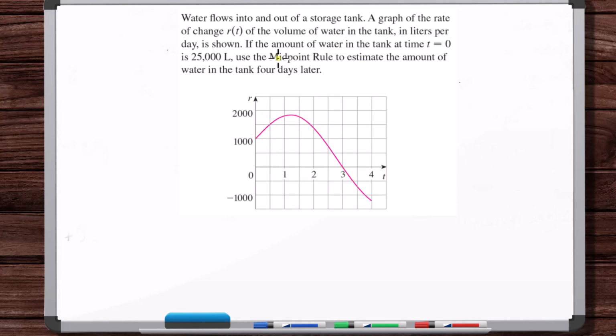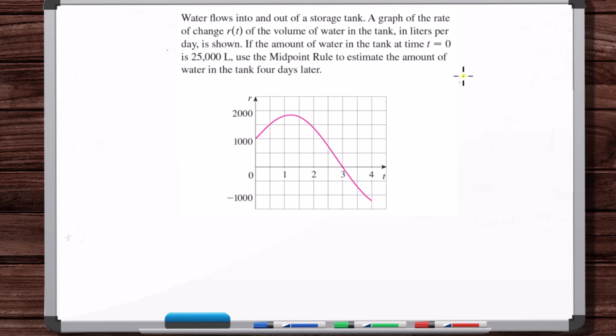All right. If the amount of water in the tank at time t equals 0 is 25,000 liters, then use the midpoint rule to estimate the amount of water in the tank 4 days later. And so here's day 0, and then here's day 4. We know that the definite integral of a rate function over an interval represents the net change in the quantity associated with that rate function. And so the definite integral of this rate function from 0 to 4 would be the net area under this curve from 0 to 4. That net area is going to represent the net change in the volume of water in the tank from day 0 to day 4.